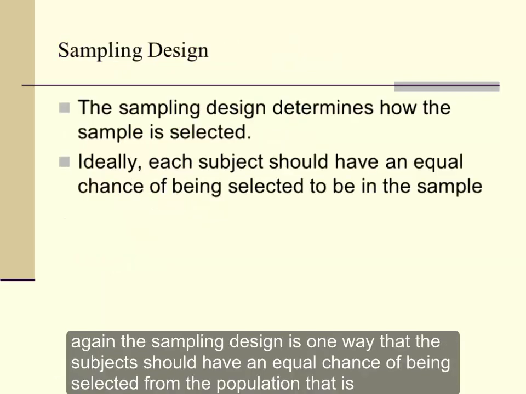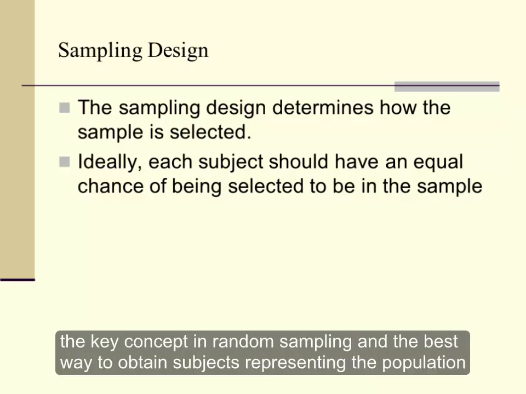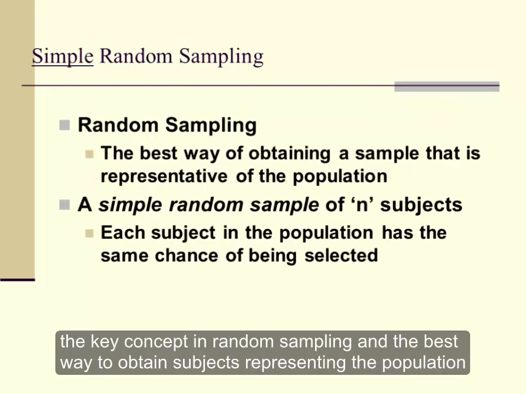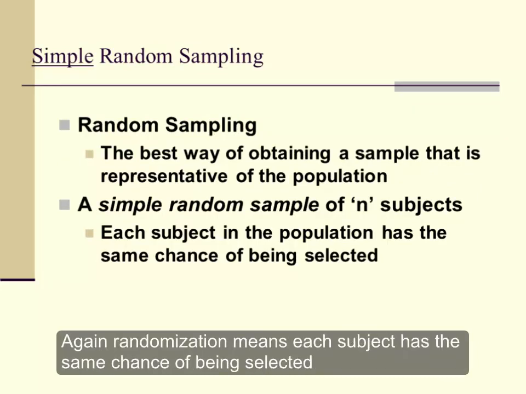Again, the sampling design is one of the critical ways that you do this. Ideally, each subject should have an equal chance of being selected in the sample from your population. That is the key concept of sampling. Random sampling, again, is the best way to obtain a sample that's representative of the population. With a random sample of n subjects, each subject in the population has the same chance of being selected.